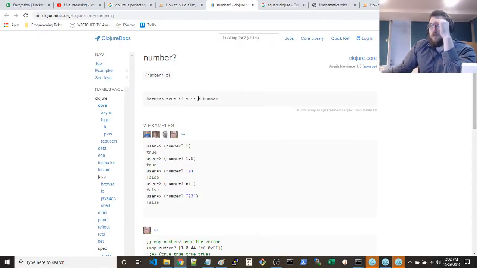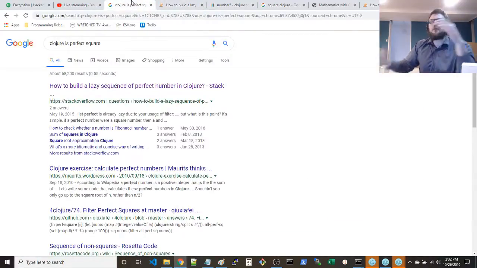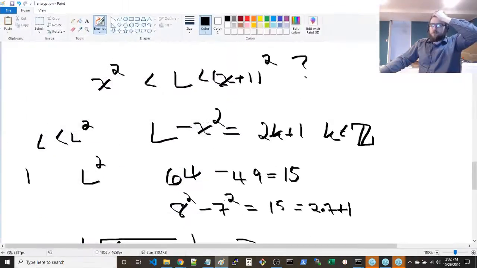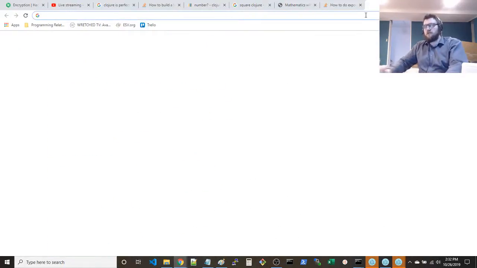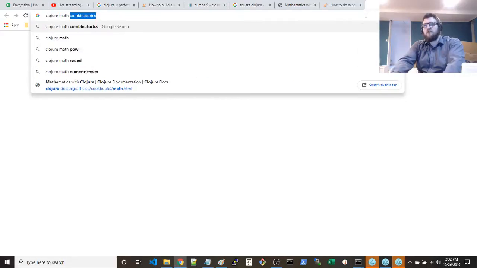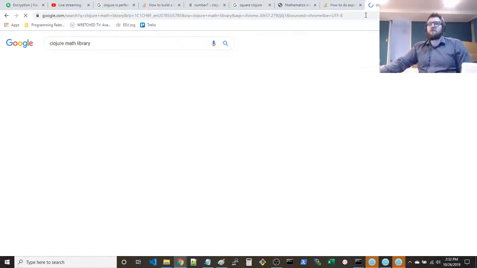And I really need to use the bathroom, but I want to end the stream to keep the videos short. So this is really more of just a discussion about perfect squares. But it looks like there's not really an obvious math library for Clojure. I don't know, is there like a Clojure math library? Built-in library.